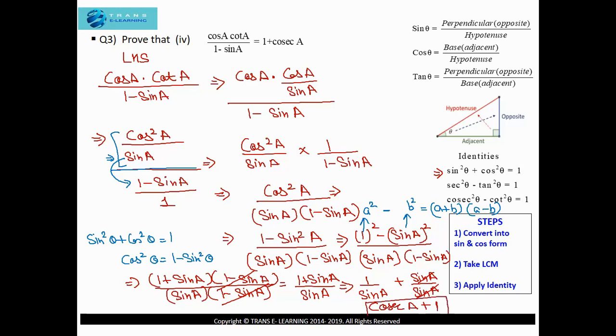So if you see here, we got cosecant A plus 1, which is equivalent to 1 plus cosecant A of the right hand side. So the left hand side is equal to right hand side, hence proved.